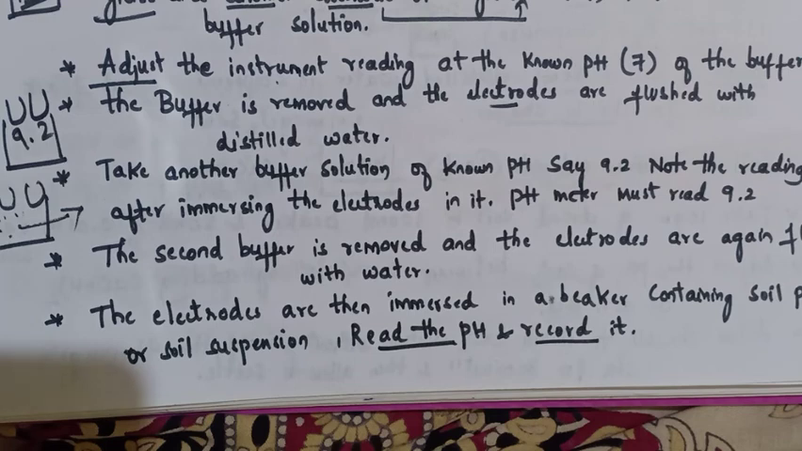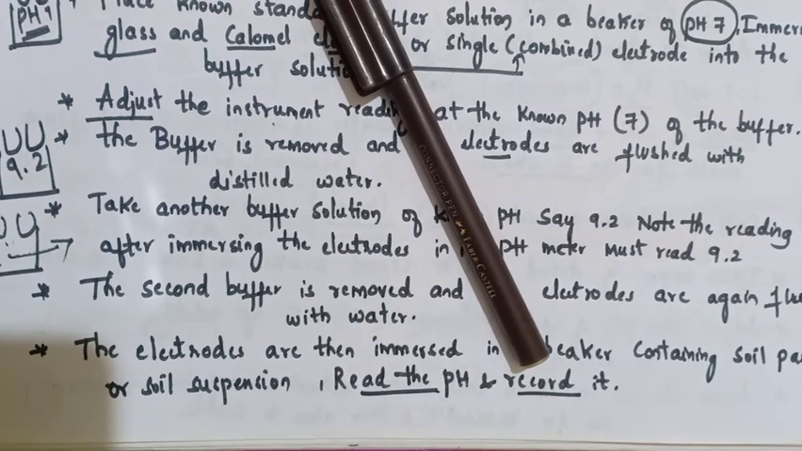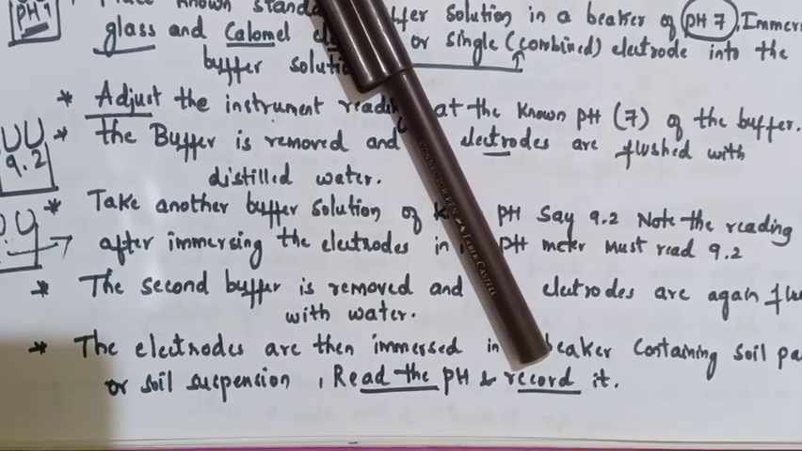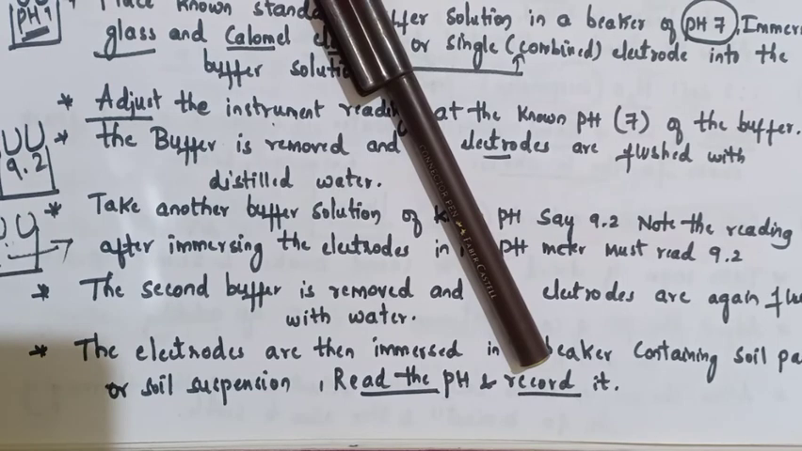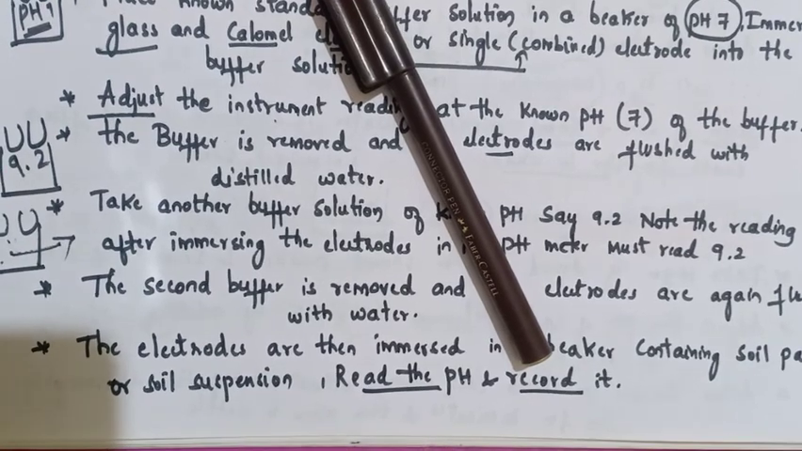We have learnt about the principle and preparation of buffer solutions and preparation of soil samples, and we have learnt about the glass electrode and calomel reference electrode in this video. Now the question arises, why do we have to determine the soil pH? Because the soil pH influences the availability of essential nutrients to the plants. From pH 6 to 7.5, the plants grow satisfactorily. This is the pH required for the crops to grow. This is about the determination of soil pH by pH meter.